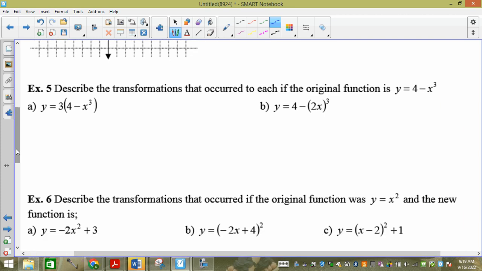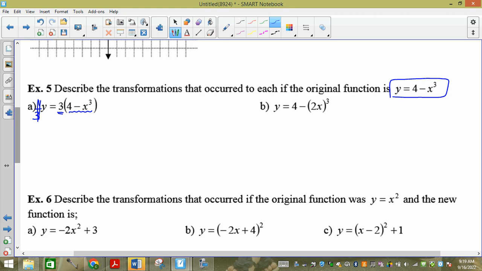Example 5. Describe the transformations that occurred when y equals 4 minus x cubed is transformed into these. So this is the original. See that? The number is sitting in front, which means it could have been 1/3 over here, correct? So we know it's a vertical stretch because I can multiply it over here and make it a 3. We agree? Did anything happen to this? Or was that already always there? That was already always there.